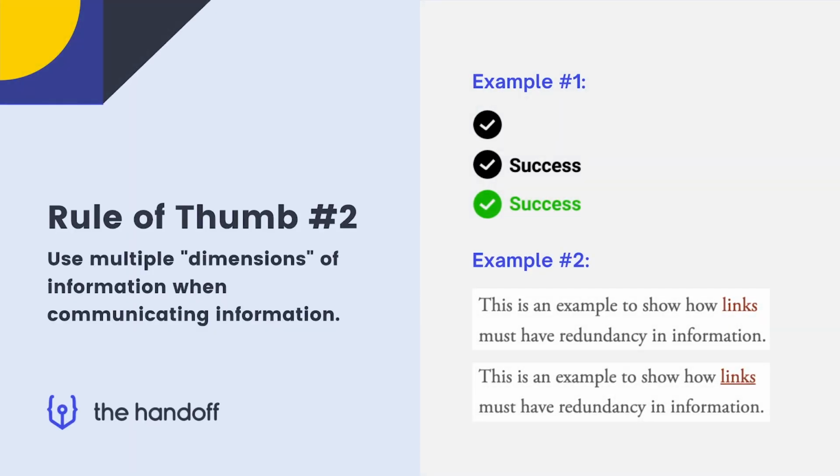Try to always use multiple dimensions of information when communicating information. A dimension here refers to different methods or ways of representing information: color, text, size, font, the presence of an icon. There are a lot of different ways to represent information.